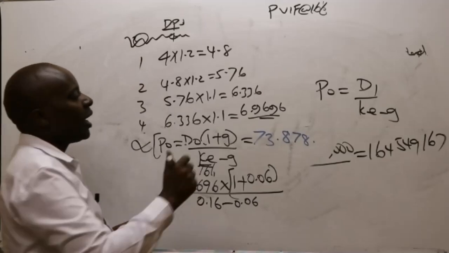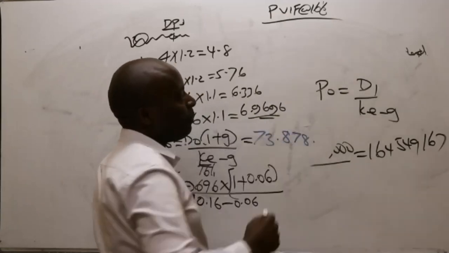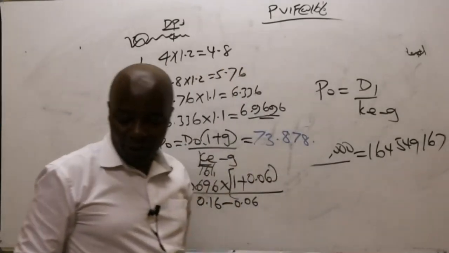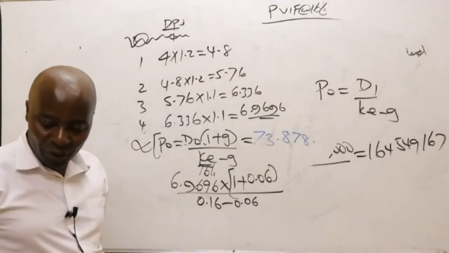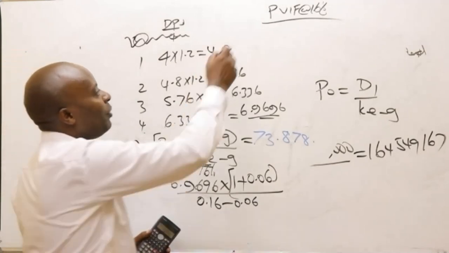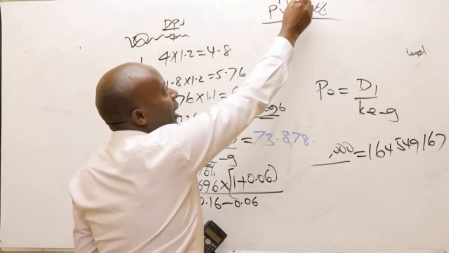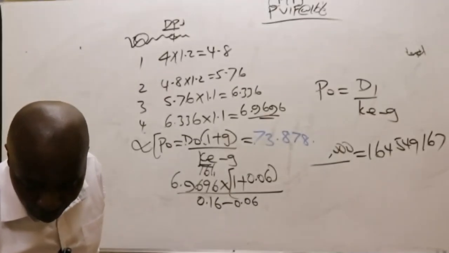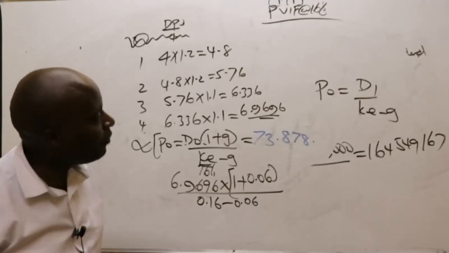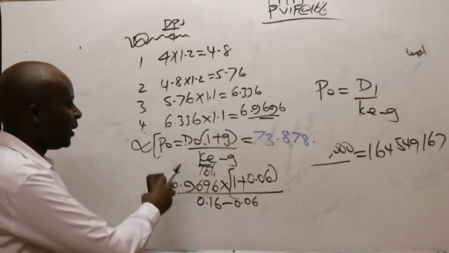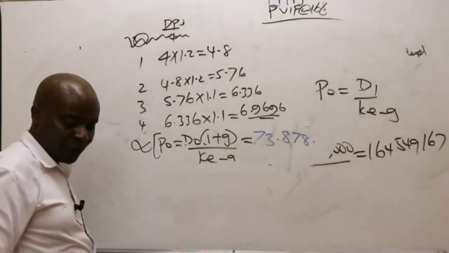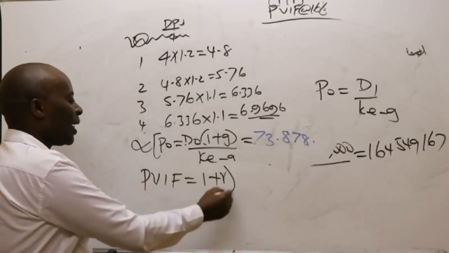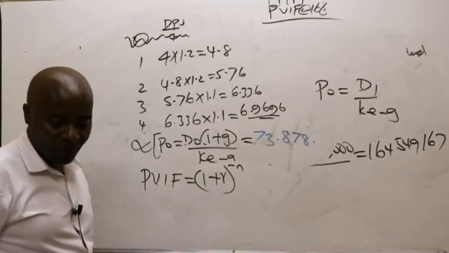So come here and give us our PVIF. PVIF is present value interest factor. Remember the formula for PVIF is 1 plus R raised to negative N. Let me write it down here. The formula for PVIF is 1 plus R raised to negative N.